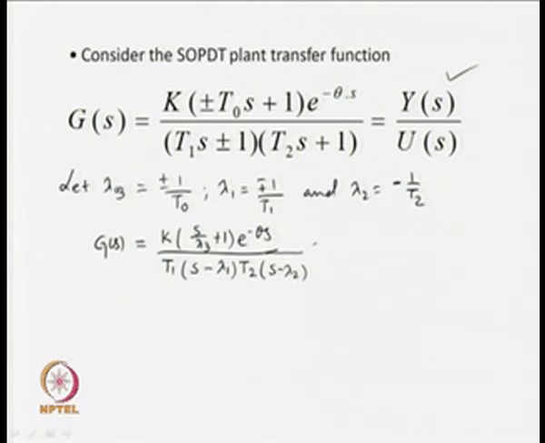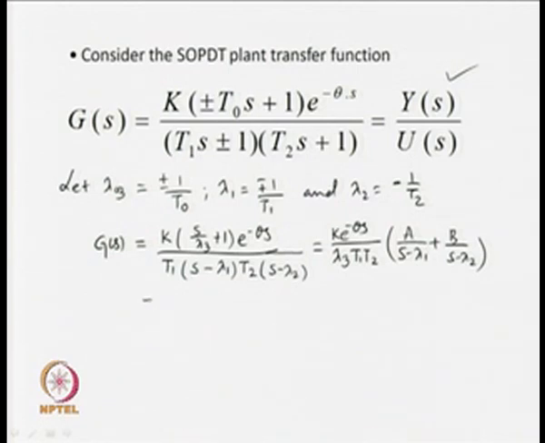So, this expression can further be expanded and written in the form of k e to the power minus theta s lambda 3 T1 T2 times a upon s minus lambda 1 plus b upon s minus lambda 2.